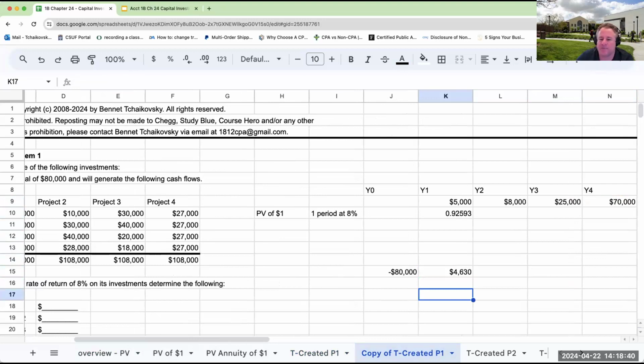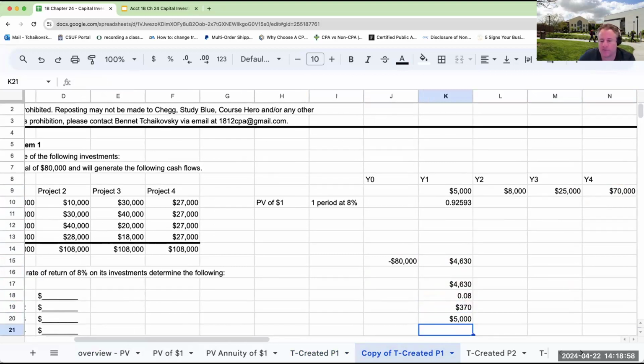What does that mean, right? So I can now compare this to the 80,000, but why is that? Well, if I were to invest this at an 8% rate of interest, I would earn $370 of interest. If I add that to the principal, it's worth $5,000. That's how we know it works. Let's go to the next one.